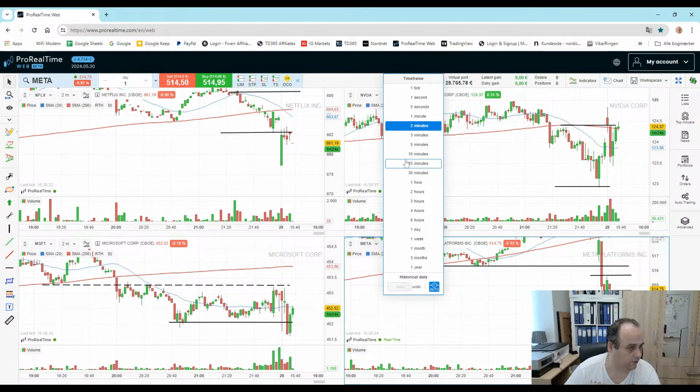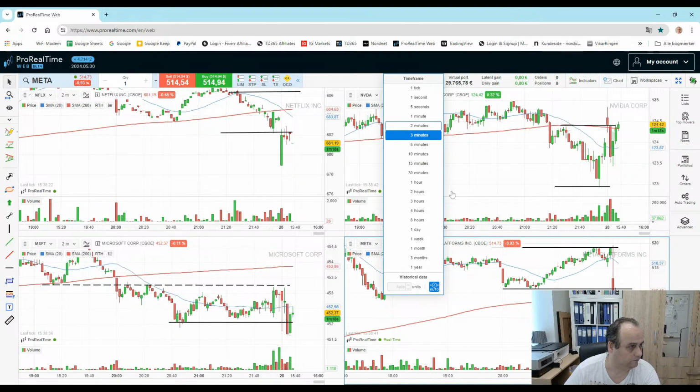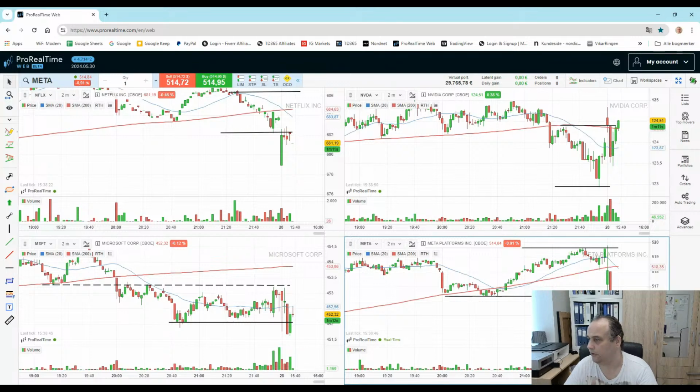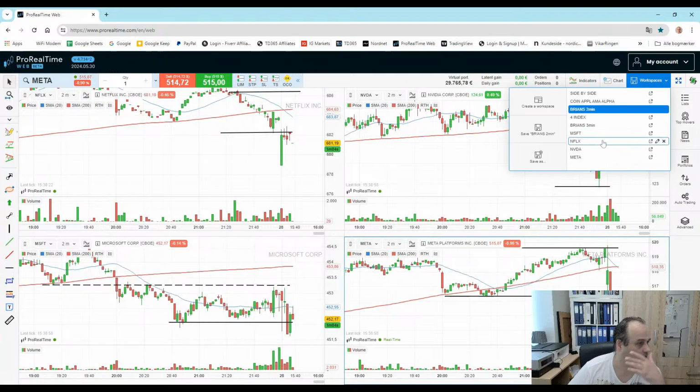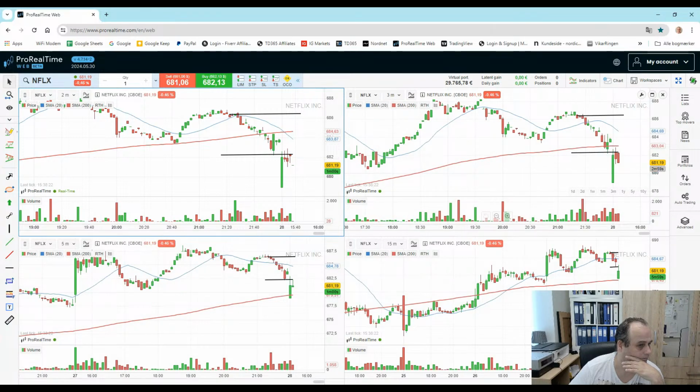Let me see how it looks on the 3-minute. Okay, the Netflix seemed kind of weak to me. I don't know if it's the best signal in the world, but it looks really, really strange, because this is the third bar it has produced without any progress. Let me see all the time frames together.